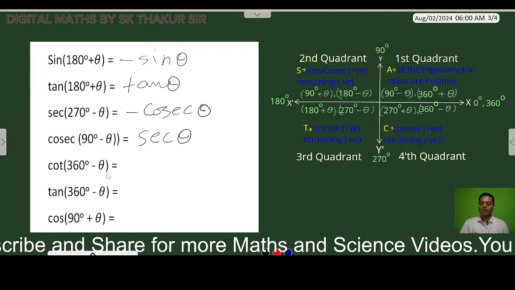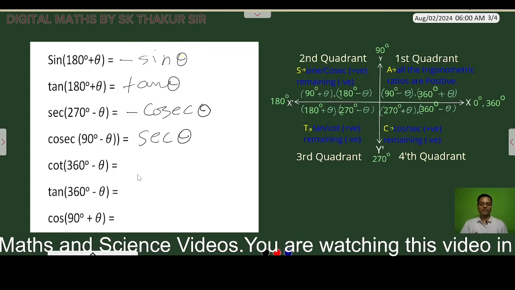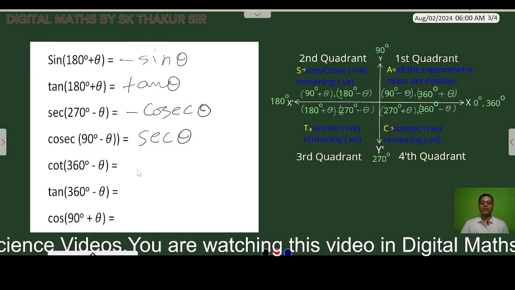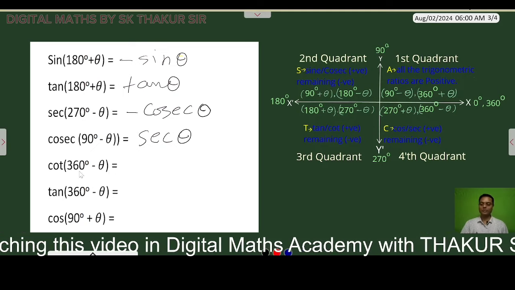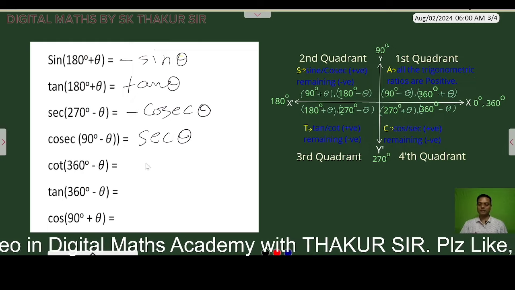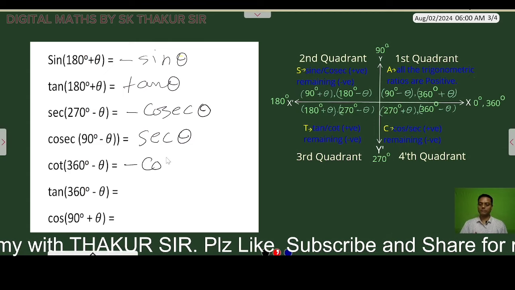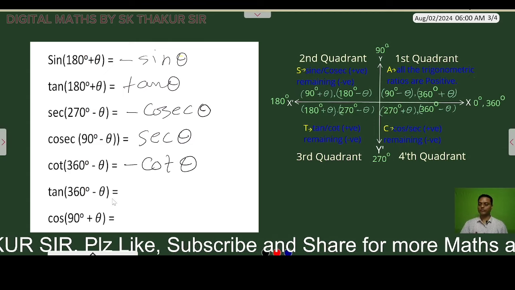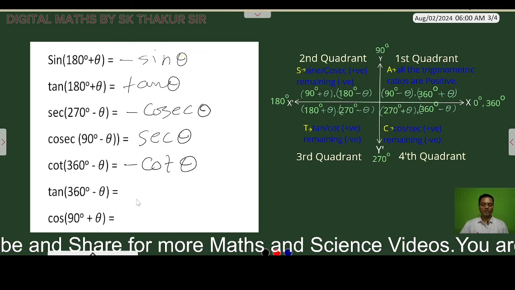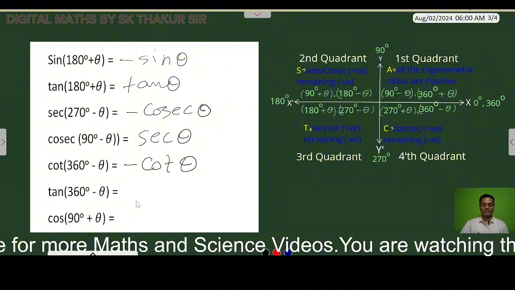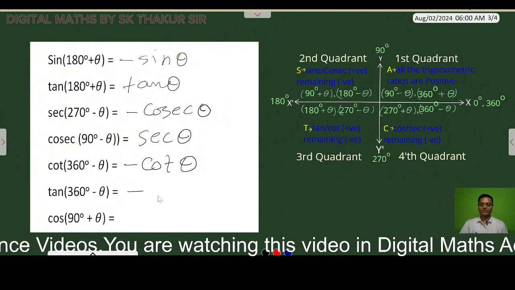Here, cot 360 degree minus theta lies in the fourth quadrant, so except cos and sec, all have negative value. So cot, of course, also has negative value, but 360 doesn't change, so it will be minus cot theta. Now here is tan 360 degree minus theta. It also lies in the fourth quadrant. Tan is negative, so that is minus tan theta.